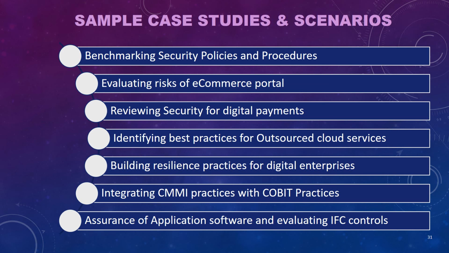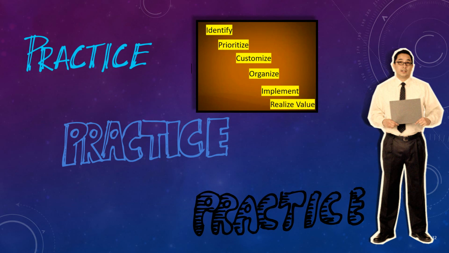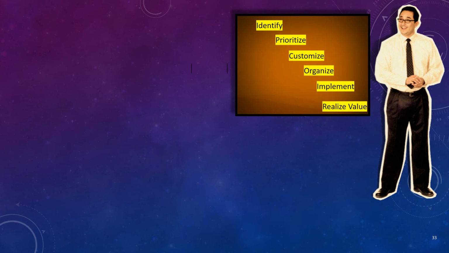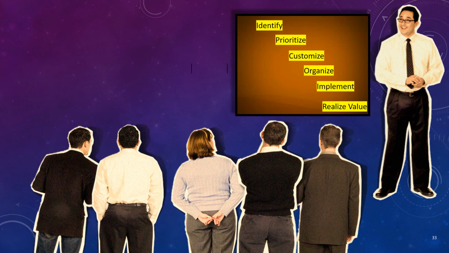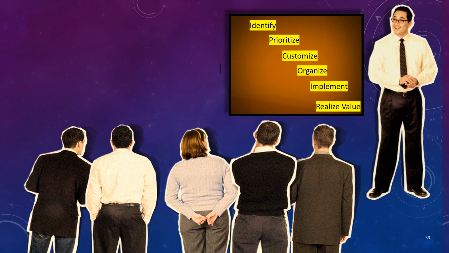And we'll also look at the traditional way of using COBIT for providing assurance, and we'll take the example of using it for application software. We'll also use it for the purpose of evaluating the IFC controls. Fundamentally, this workshop is all about practice, practice, and practice. So we'll identify what is required, prioritize the requirements, customize the COBIT content, and organize it so that it can be effectively deployed and implemented, and ultimately the objective is to realize value. When you do a COBIT implementation, it's important that the stakeholders are able to recognize value from it.